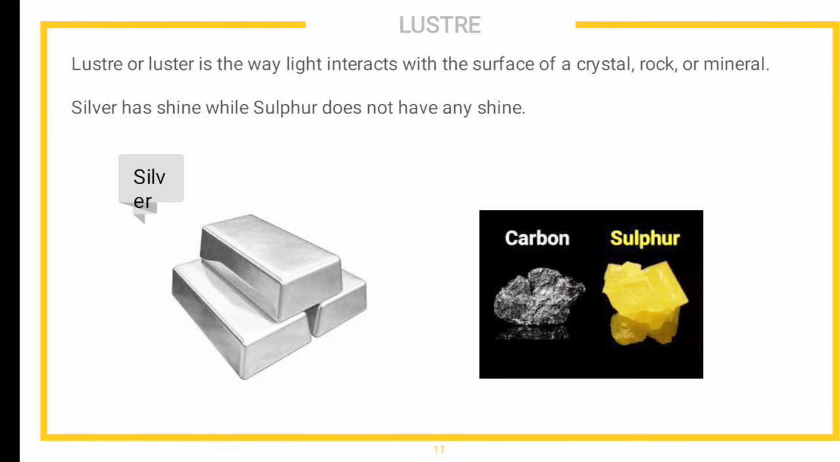Moving on, luster. We have 2 spellings, so both are correct. We can also call them lustrous. Luster is the way light interacts with the surface of a crystal, rock or mineral. For example, silver has shine, but sulfur does not have any shine. A lot of items do not have shine. Items which have shine are called lustrous items. Items which do not have any shine are called non-lustrous.